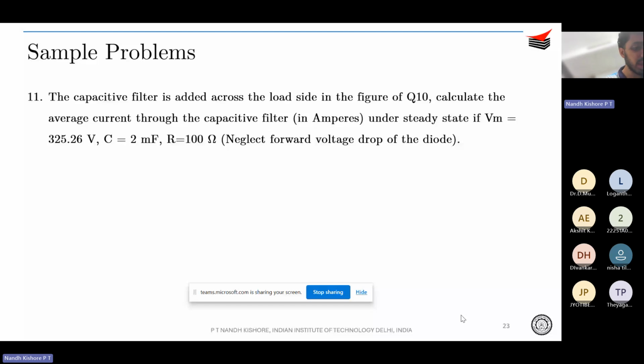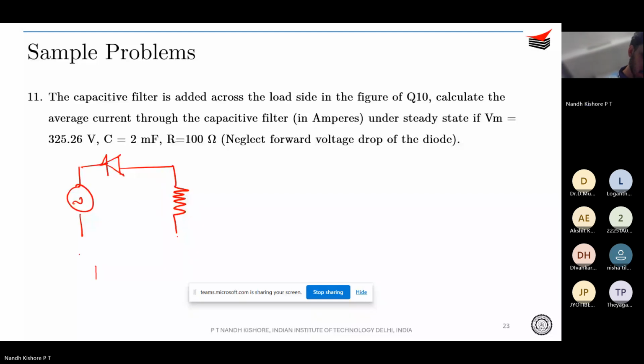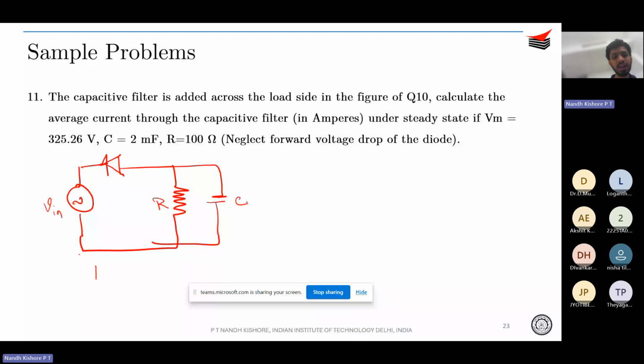Okay, so how will the circuit look right now? The circuit is going to be something like, so they have added a capacitor across the load. Okay. So intuitively, by seeing this circuit itself, can you tell me what is the average capacitor current IC? Since it is average, I am writing it as capital I. So what will be IC, the average capacitor current? Assume that it's an ideal diode.